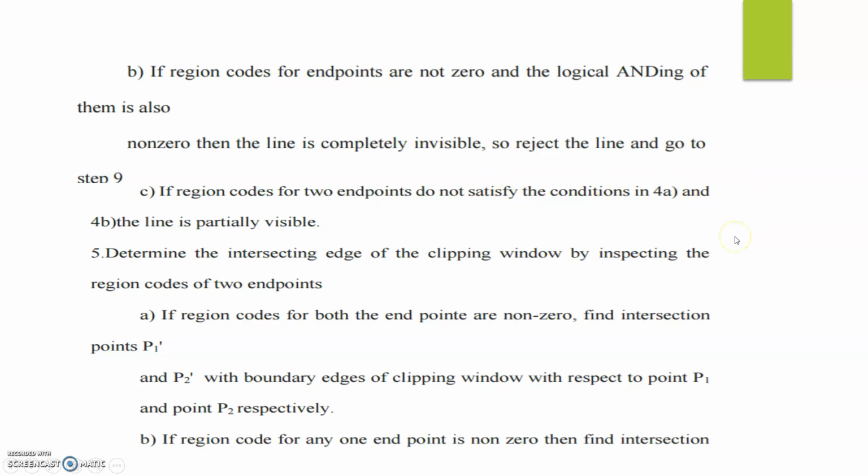Third point: if region codes for the two endpoints do not satisfy the conditions in 4a and 4b, then the line is partially visible. Then the fifth step is to determine the intersecting edge of the clipping window by inspecting the region codes of the two endpoints. There are subpoints in this. If region codes for both endpoints are non-zero, then we have to find the intersection point P1 dash.